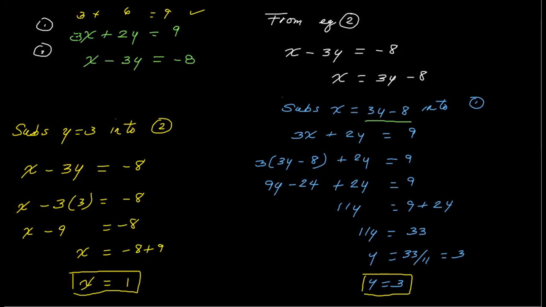So let's write this problem over. All right, so I have 3x plus 2y is equal to 9. And then I have x minus 3y is equal to minus 8. Remember, this is equation 1 up here, and this is equation 2 down here. This is just for our reference, right?